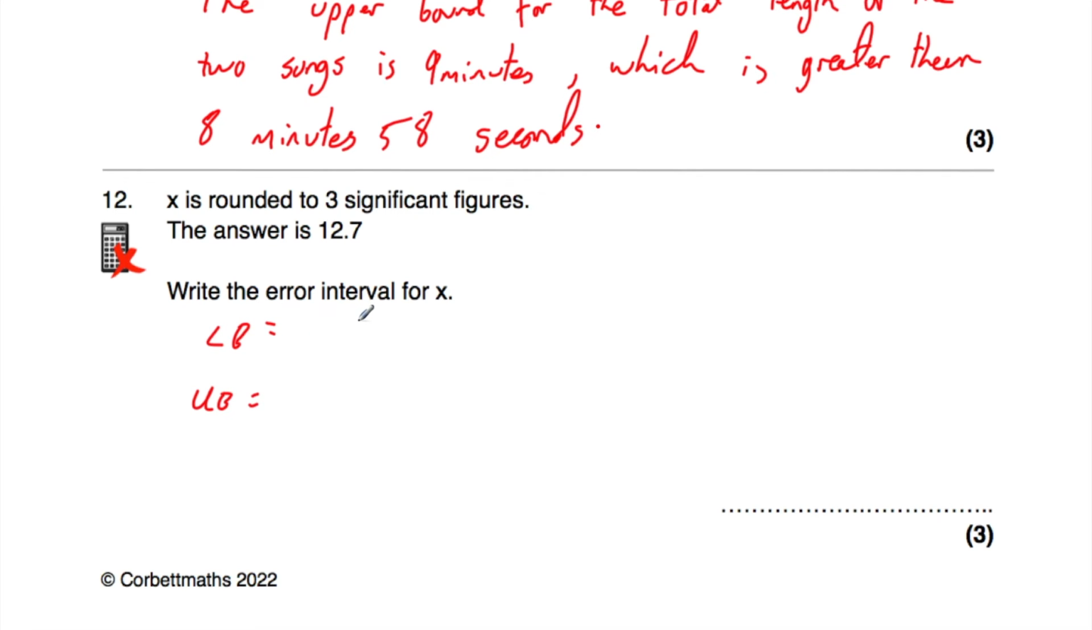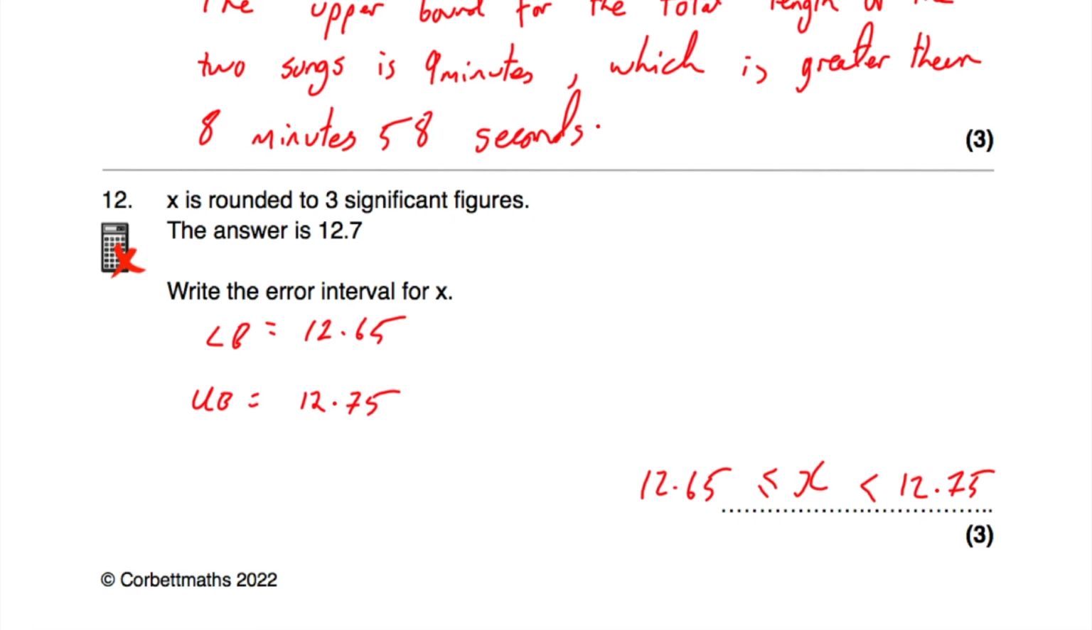So in terms of the lower bound, what's the lowest possible number that whenever we round it to 3 significant figures would be 12.7? Well, that would be 12.65, because 12.65 rounded to 3 significant figures would be 12.7. And then in terms of numbers above 12.7, which would round down to 12.7 to 3 significant figures, the upper bound would be 12.75, anything up to, but not including, 12.75. And that's it. So let's write down our error interval. X would be anything that is bigger than or equal to 12.65, but less than 12.75. And that's our error interval for x, the number that's rounded.